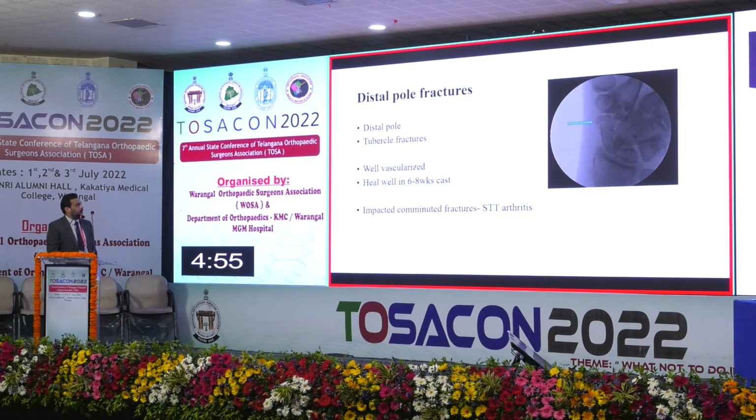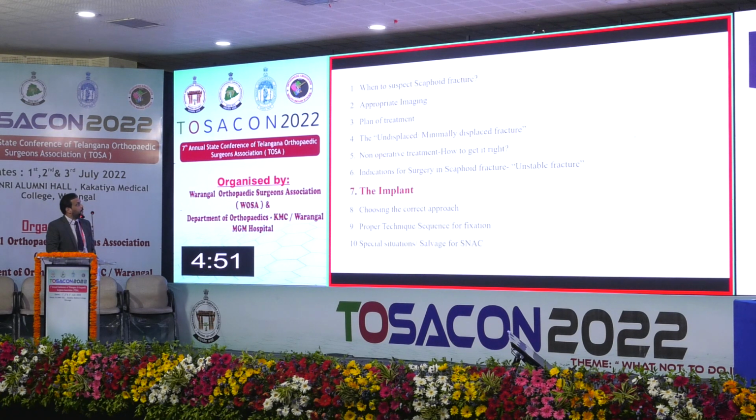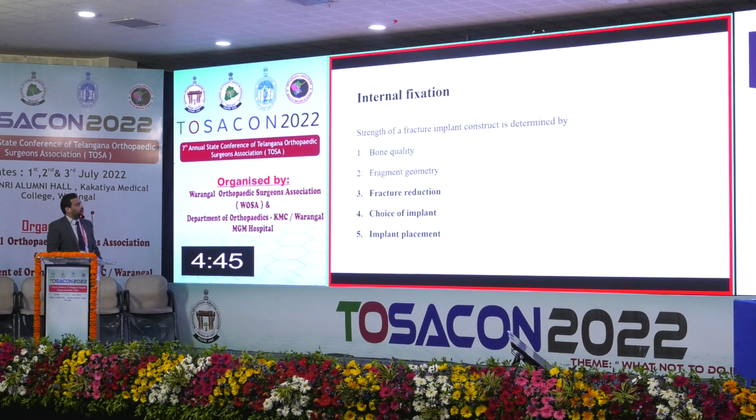Usually, for any tuberosity or distal pole fracture, the patient needs to go into a cast for 6 to 8 weeks. And coming to the implant, what's the choice of implant for your fixation? For a scaphoid fixation, there are 5 factors which determine the outcome. But out of these, only 3 are under your control. These are fracture reduction, choosing the implant, and implant placement.